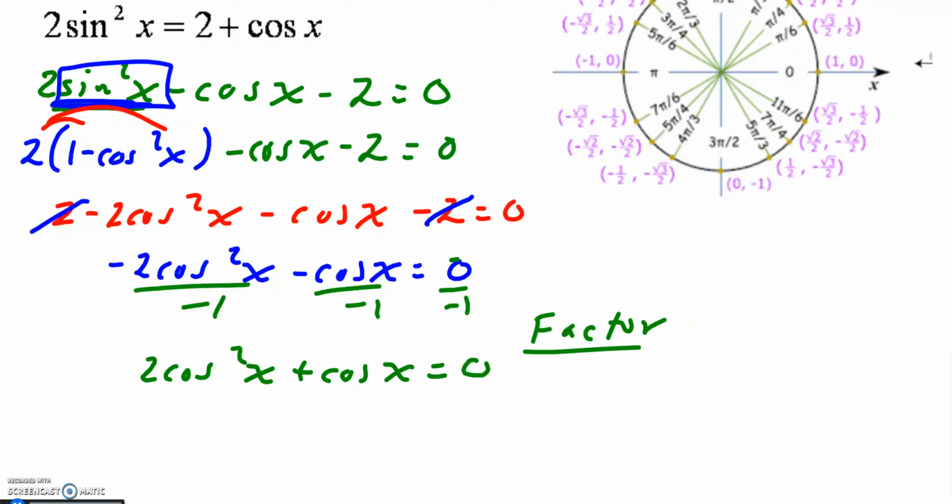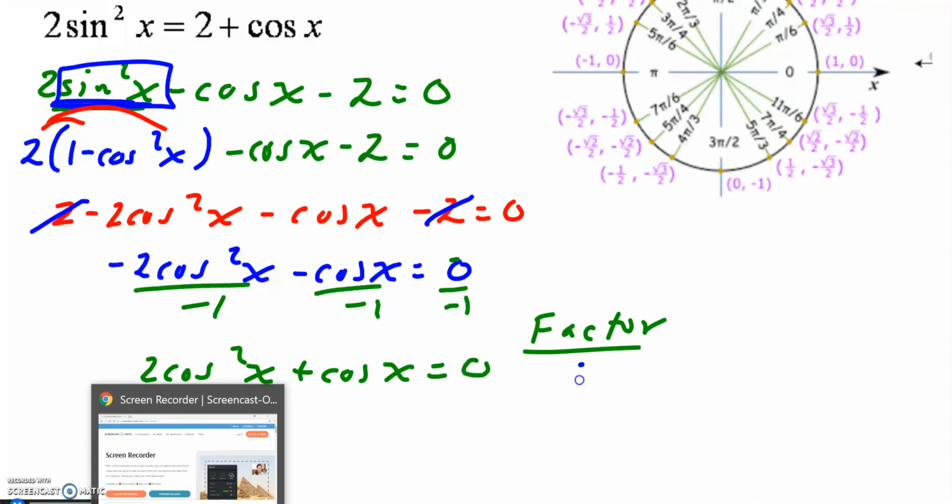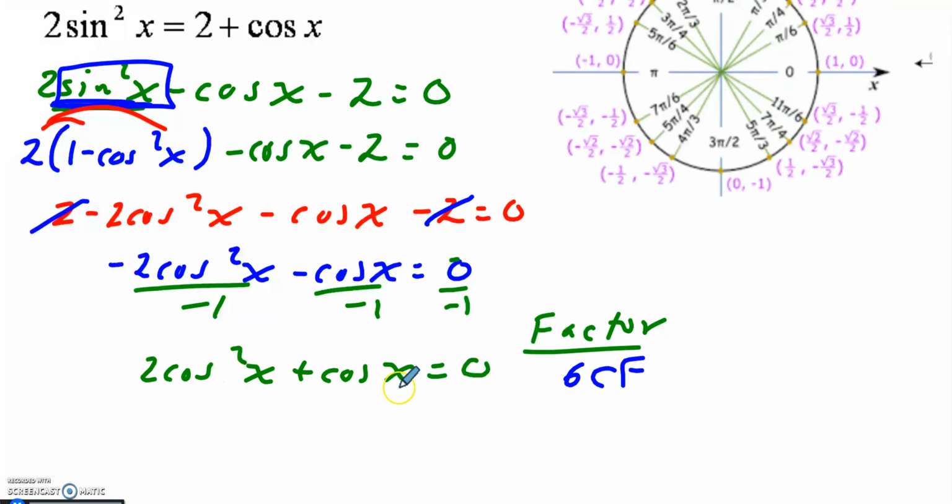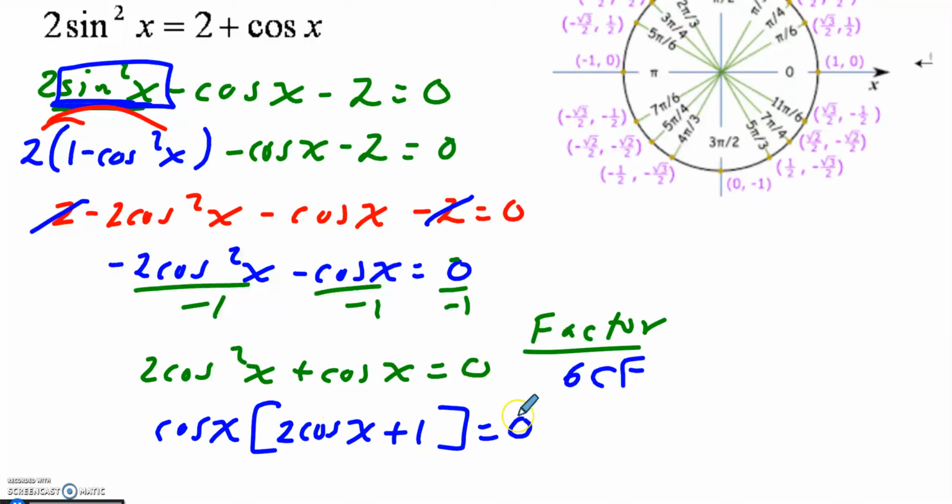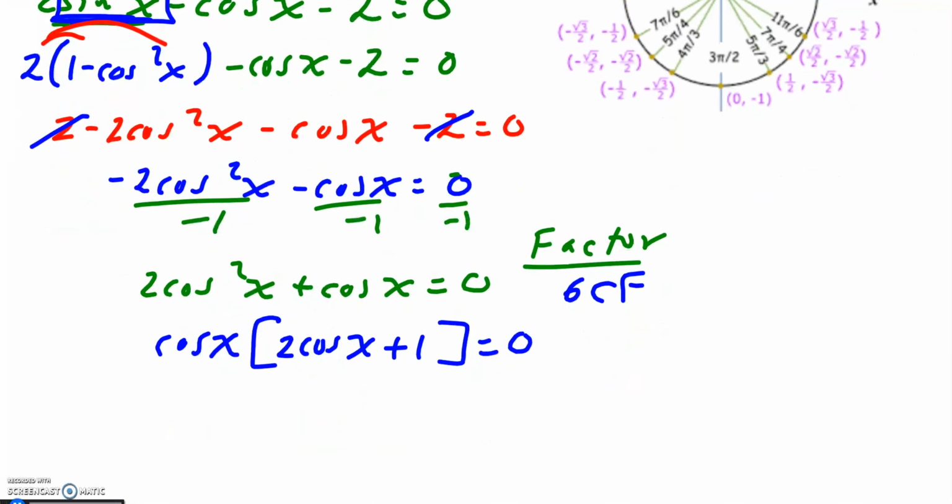It doesn't look like we can factor in the normal sense, but I do notice that there is a greatest common factor between these two terms. I can take out a single cosine, and then I'm left with cosine of x times 2 cosine of x plus 1 equals 0. And so at this point, we can use the zero product property and set both of these pieces equal to 0. I know that cosine of x equals 0, and I know that 2 cosine of x plus 1 equals 0.